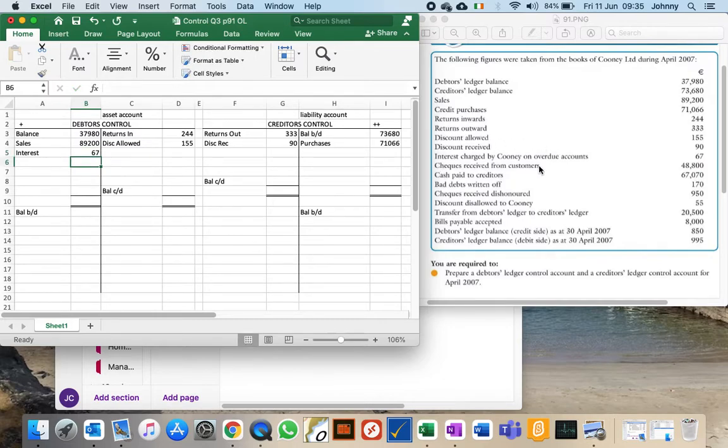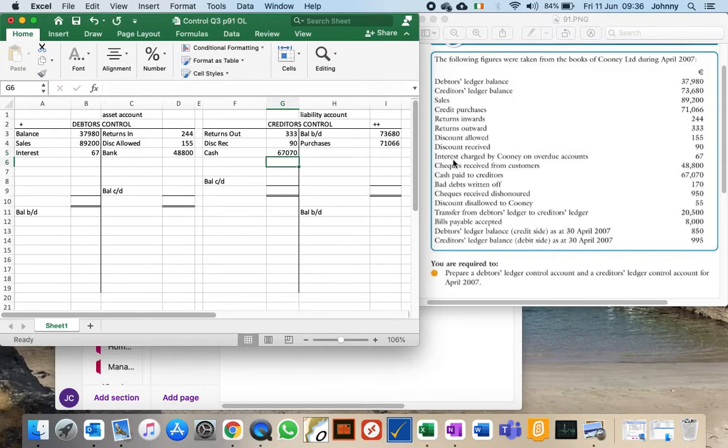Checks received from customers, so customers are debtors, people who owe us money. Okay, if they give us a check, that means that they owe us less money. Okay, so we'll call that bank, or you could call it checks, it's not a problem. 48,800. Cash paid to creditors, so this is the same story. So this has to do with creditors, and if I pay them cash, I owe them less money. So cash paid to creditors, 67,070.